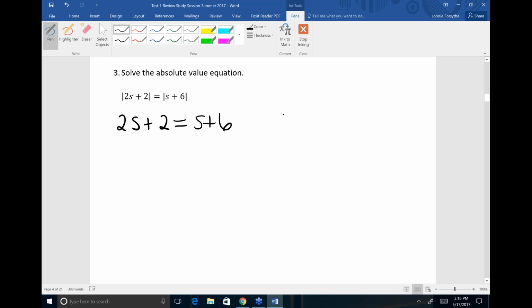Then the other equation, we're going to write the left side the same. 2s plus 2 is equal to, then negate the right side. So negative times s plus 6. So now we have two different equations that we're going to solve. We want to put our variables to one side of the equal sign and our constants, our numbers, to the other side. So I'm going to subtract s over here, and so subtract s on the left.